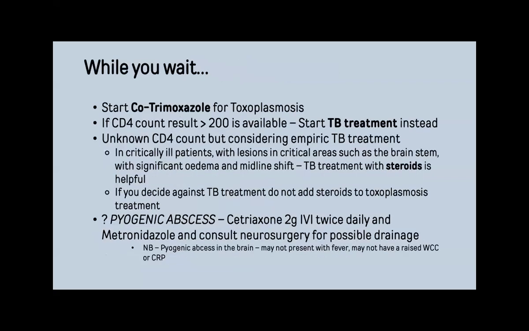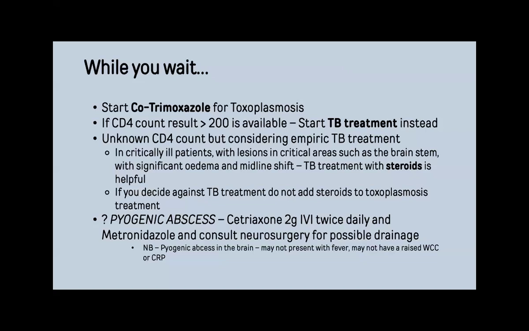While you wait for those results, patients must be started on cotrimoxazole for toxoplasmosis. If the CD4 count result is more than 200 and you have that result available to you, you must start TB treatment instead. If the CD4 count is still unknown and you're considering starting empiric TB treatment anyway, this should be done in critically ill patients with lesions in critical areas such as the brainstem, with significant edema and midline shift. TB treatment with steroids is helpful.